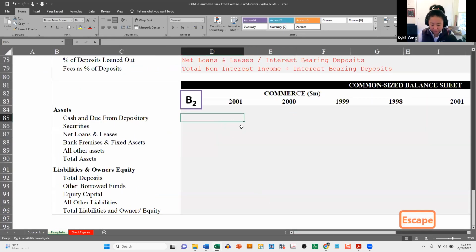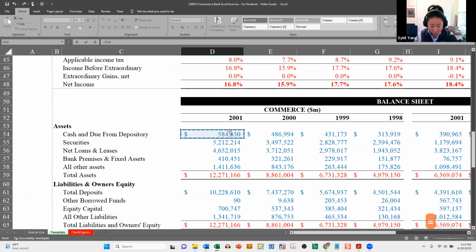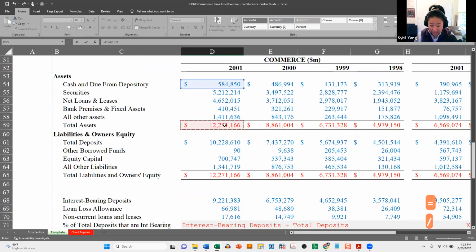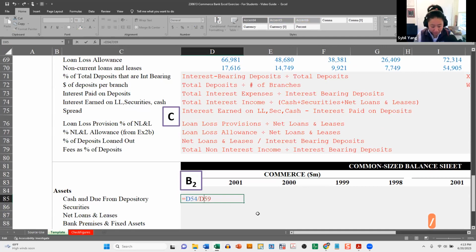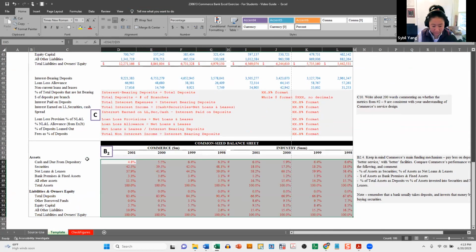Okay, I'm going to zoom in and start off the equation with an equal sign. And I'm going to go up to cash due from depository divided by total assets. Okay, and I'm going to go down to the formula and press F4 until I have a dollar sign in front of the row, no dollar sign in front of the column measure. Okay, that is as a percentage. I'm going to increase it by one decimal. Okay, and I am going to drag it down and all the way to the right.